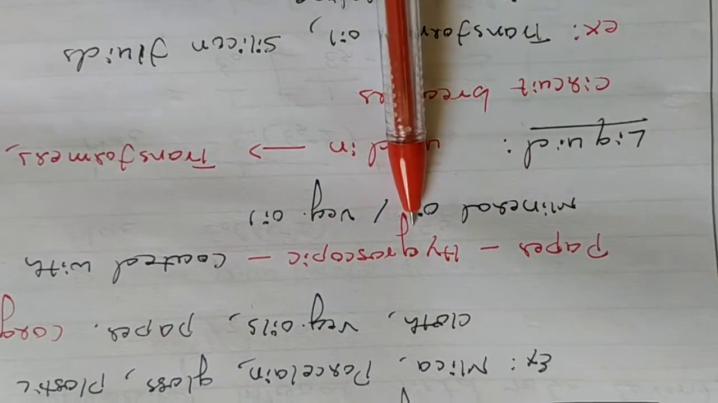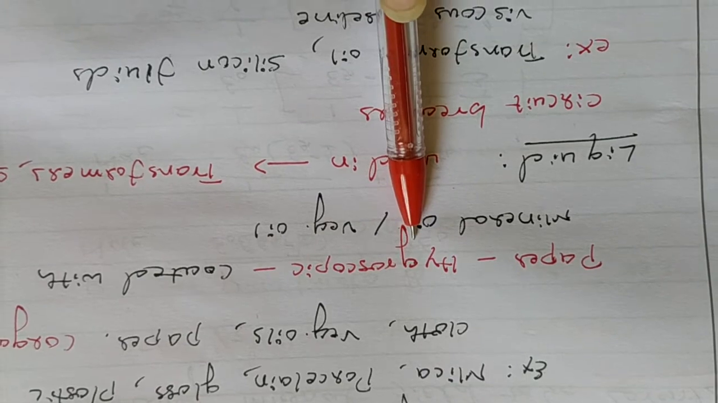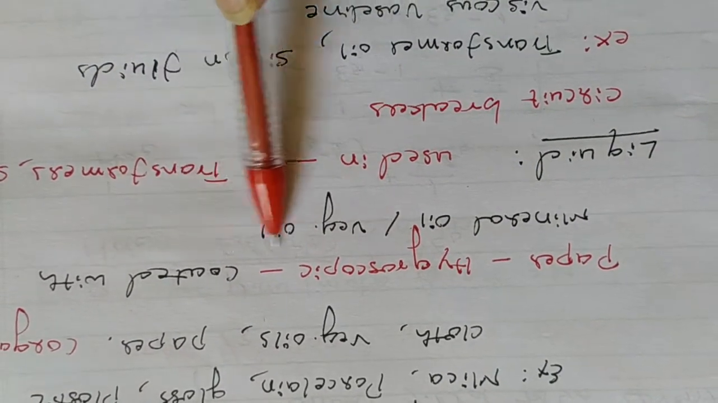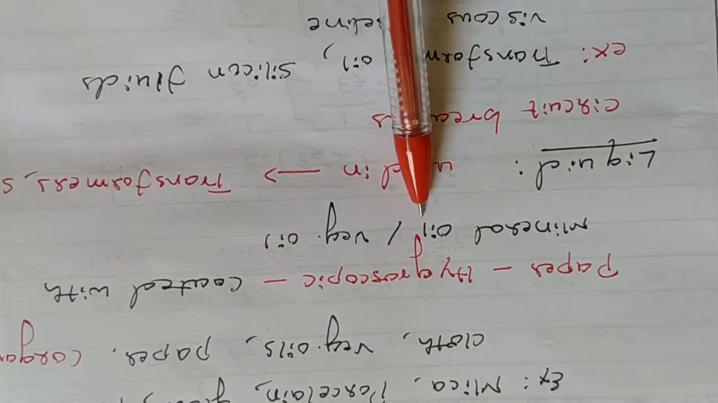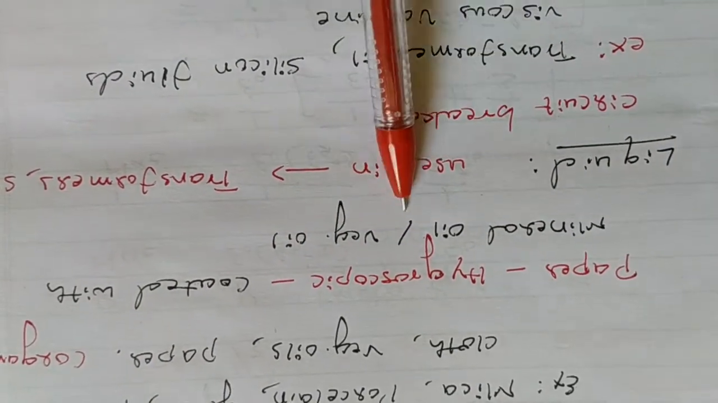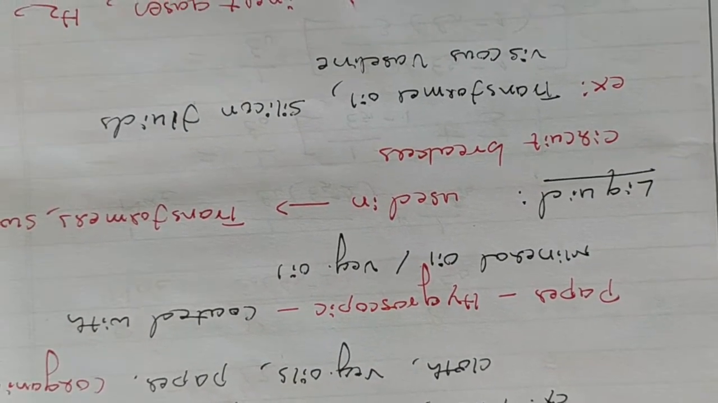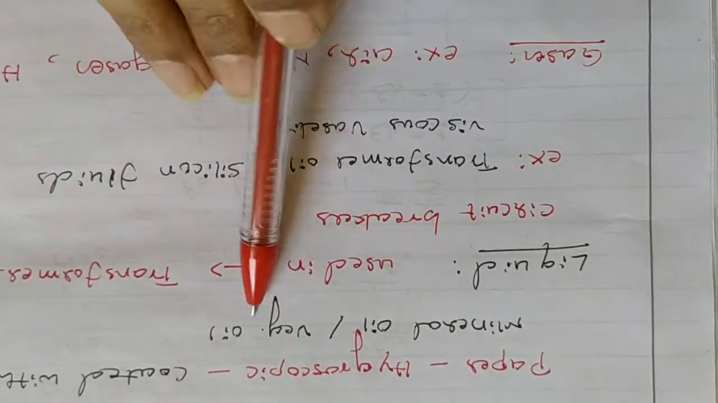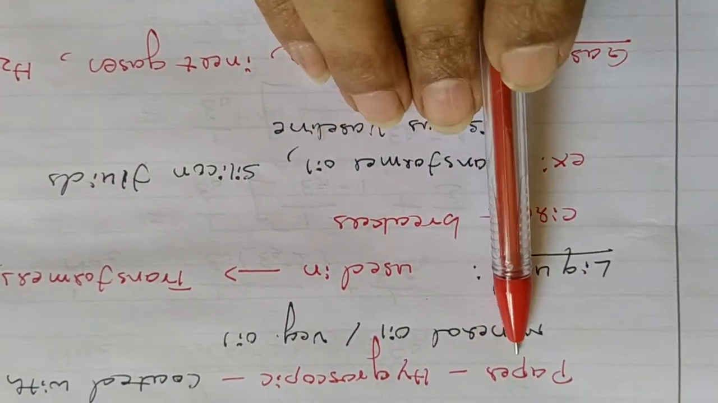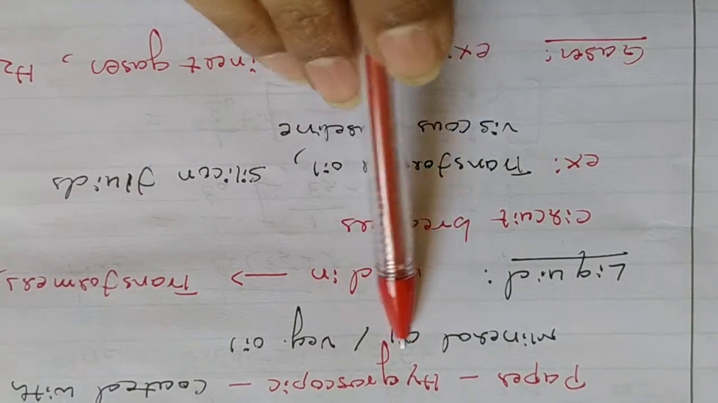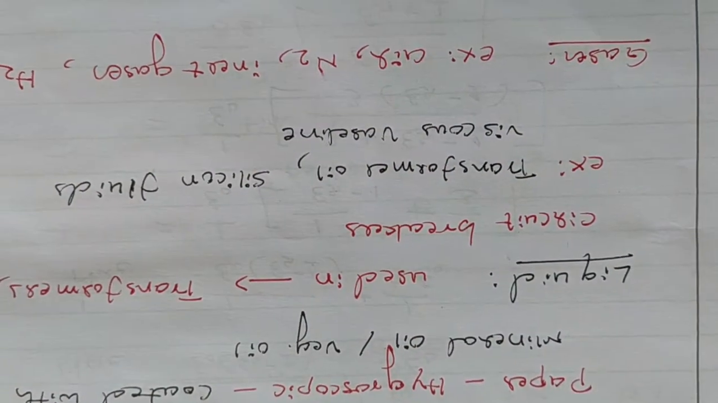You know that paper is hygroscopic. It will get wet once it is put in water. To overcome this, the paper is coated with mineral oil or vegetable oil. What is mineral oil? Mineral oil is the oil which does not possess fatty acids, unlike vegetable oil. So mineral oil or vegetable oil is used to coat the paper so that it becomes less wet when you use it in a capacitor.